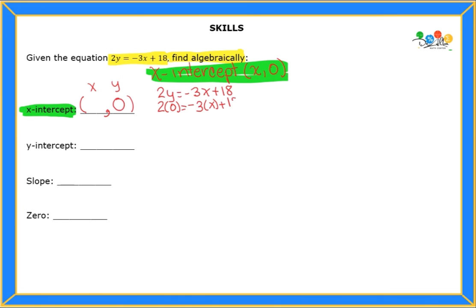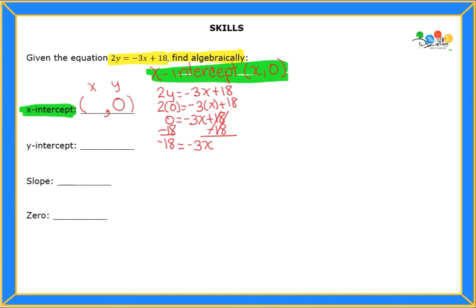So 2 times 0 is 0. Negative 3 times x gives me negative 3x plus 18. Next, I need to get rid of the 18, so I'm going to subtract 18 on both sides. 0 minus 18 is negative 18. Negative 3x stays as it is, and my 18 is canceled already.